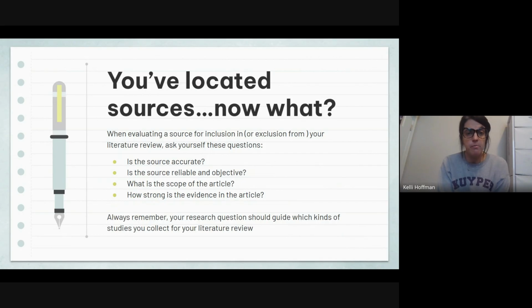It's always good to remember that your research question is going to guide you in what studies you're going to look at. We don't have a finely crafted research question yet. I know you have your general topic, but you want to make sure the literature you're reviewing is going to guide you to that specific research question.